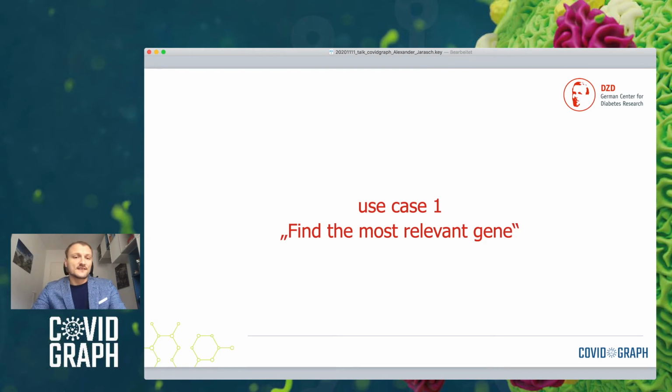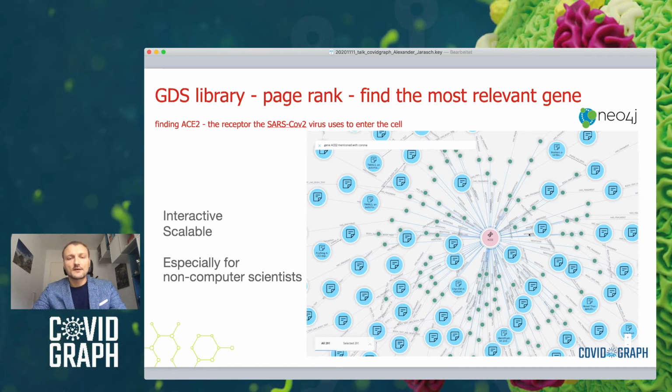Let me start with the first use case, a very simple one. What is the most relevant gene in COVID-19? Pretty simple question. It's not that easy to ask. But what we have is scientific publications and the genes that are mentioned in these publications. And we run the Graph Data Science library from Neo4j and ask the question, what gene is mentioned in all of these publications? And the result is we find ACE2 mentioned in most of the publications, which makes total sense because this is the receptor the coronavirus uses to enter the cell.